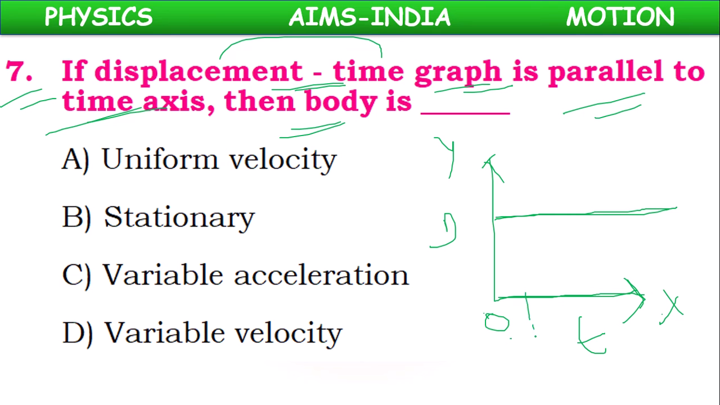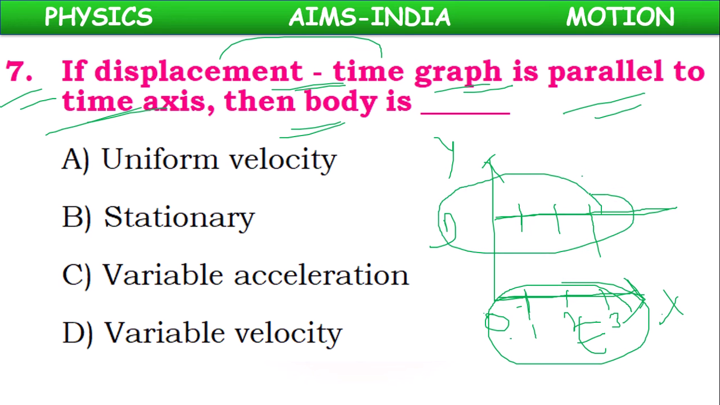it means from 0 to 1 second displacement is 4, 1 to 2 seconds displacement is 4, 2 to 3 seconds displacement is 4. As the time is passing on, the displacement is not changing. Though the time is passing on, the displacement is not changing, so the body is considered to be stationary.